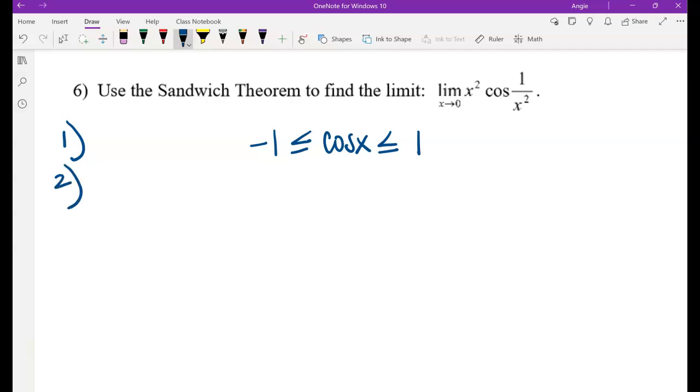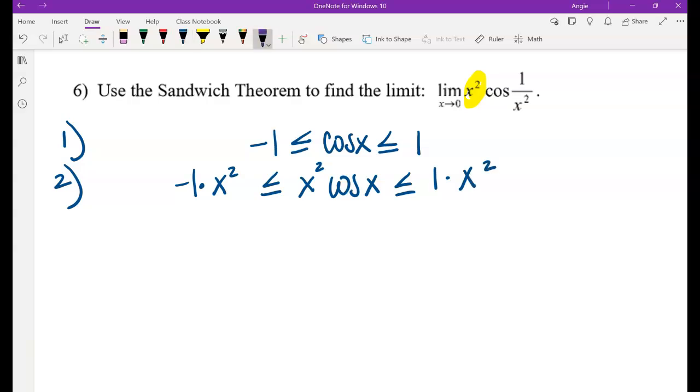Then step number 2, as you recall, we are going to multiply or divide everything back, or add or subtract. So the first thing we're going to multiply is the x squared back, to all 3 sides. So it's going to say -1 times x squared less than or equal to x squared times cosine of x, and then less than or equal to 1 times x squared.